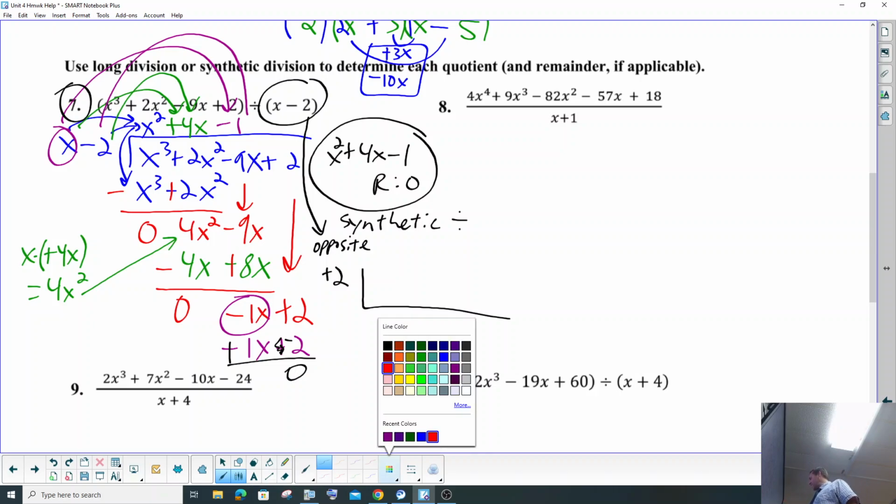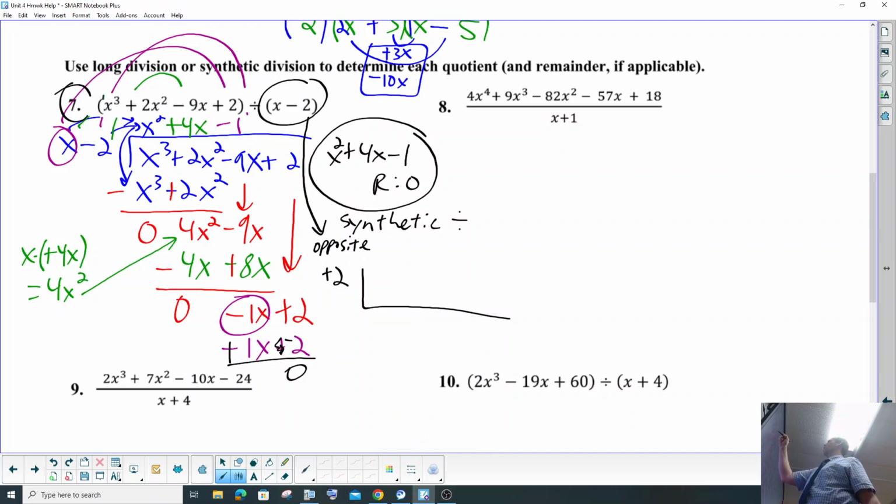You ready for this craziness? Here we go. We're going to grab the invisible 1 in front of the x cubed. That goes here. We're going to grab the 2 and the negative 9 and the other 2. Make sure they're in order: 3, 2, 1, 0. You might need placeholders. So 1, 2, negative 9, 2.